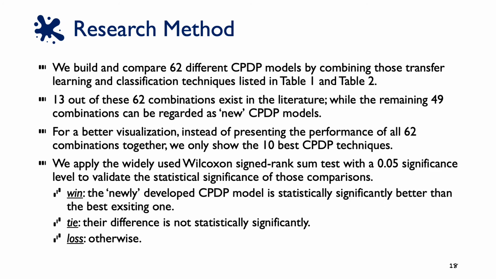In order to address this research question, we have made combinations of those transfer learners and classifiers. Finally, we built 62 effective CPDP models. 30 of them already exist in the literature. For better visualization, we only present the top 10. And we also used some non-parametric statistical tests to validate the difference of the results.